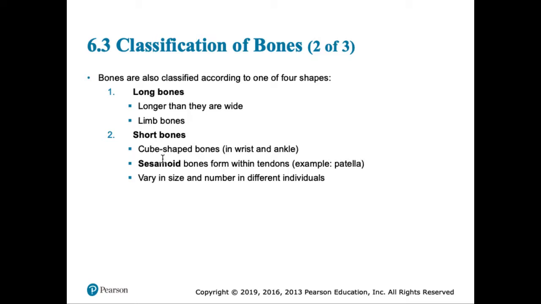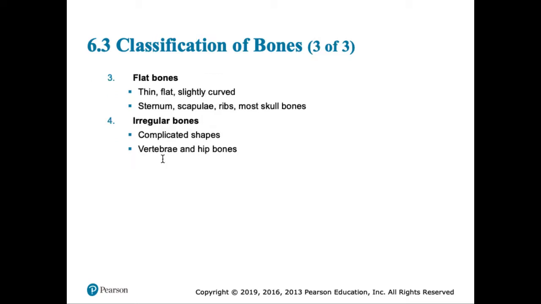Sesamoid bones form within tendons, like the patella located on the knee, and of course vary in size and number in different individuals as well. We also have the third category of flat bones. These are thin, flat, sometimes slightly curved. That's things like the sternum, the scapulae, the ribs, most of the bones in the skull.